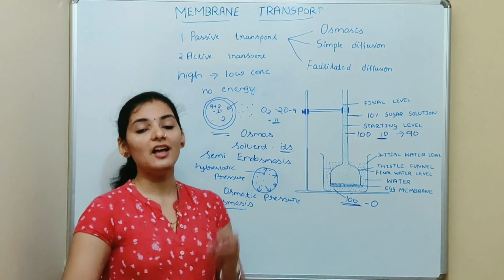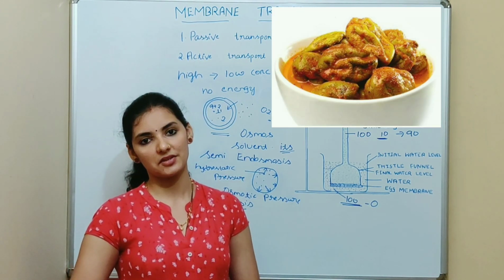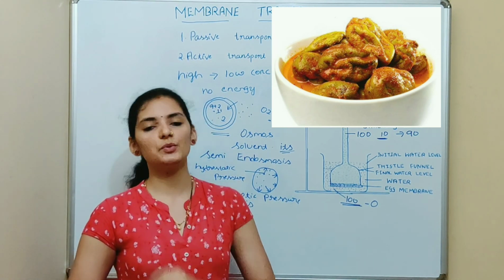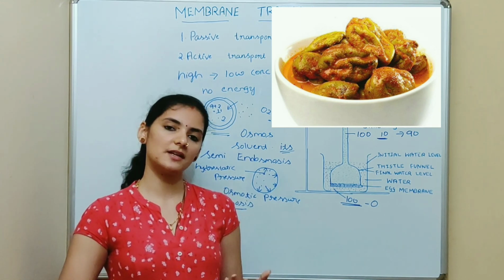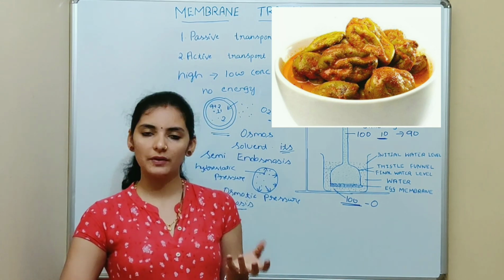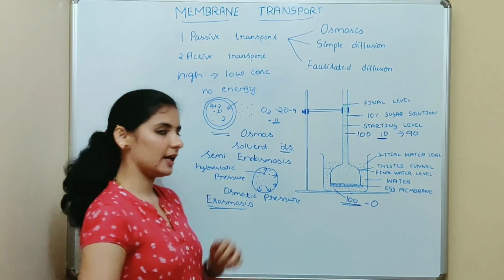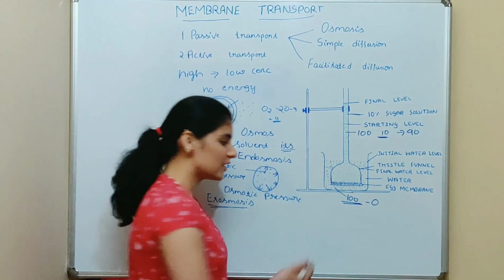In this example, the water molecules from a region of less solute concentration, that is from inside the tender mango, have entered into a region of high solute concentration, that is outside. So it results in exosmosis, due to which the tender mango shrinks. Okay, that is the best example for exosmosis. One more important concept in osmosis is tonicity.